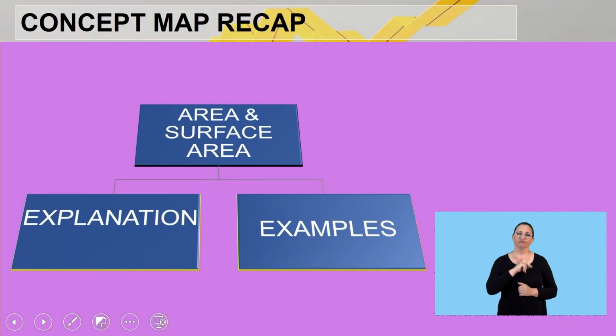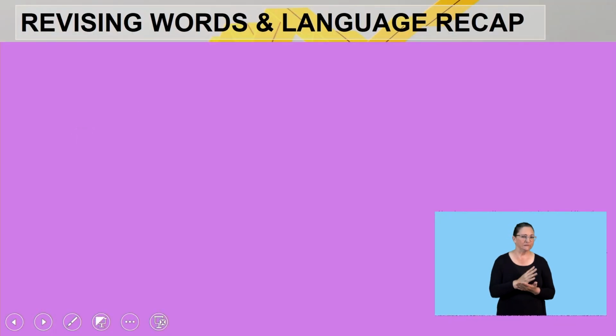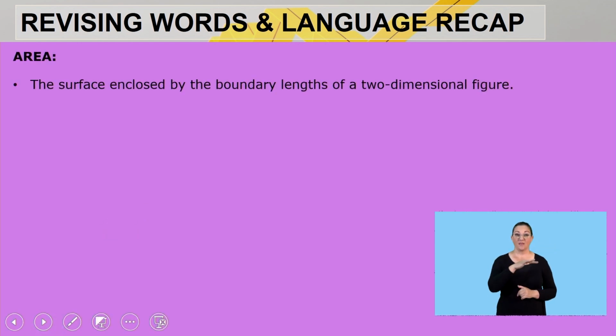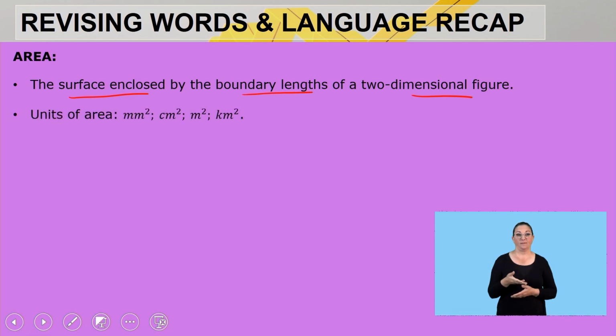We've looked at some of the questions and then we indicated the important terminology, where we say that area equals, or is, the surface enclosed by the boundary lengths of a two-dimensional figure. We also indicated that the units of area are millimeters squared, centimeters squared, meters squared, kilometers squared.